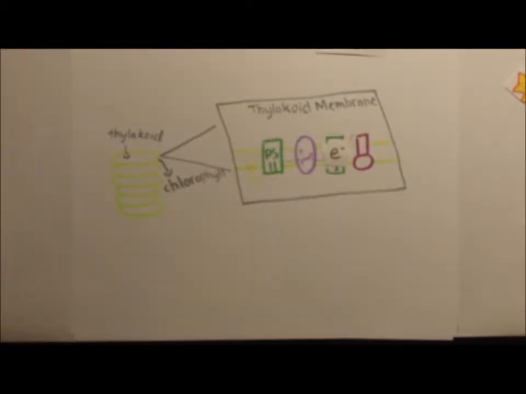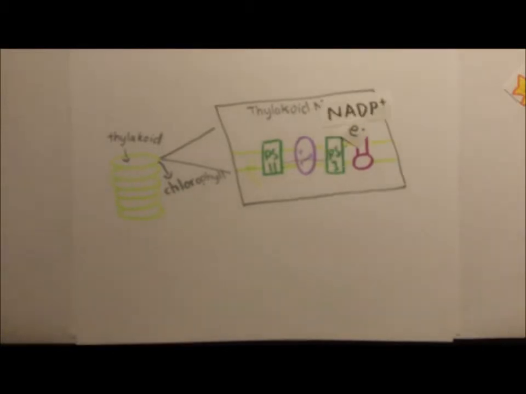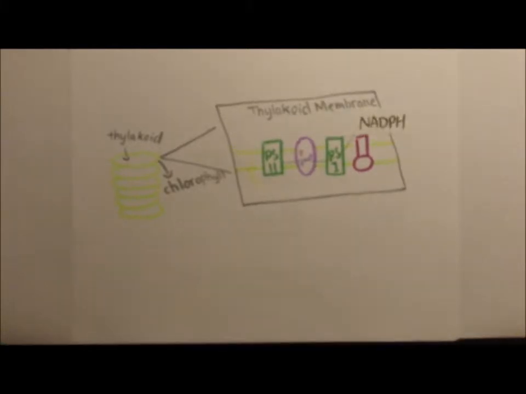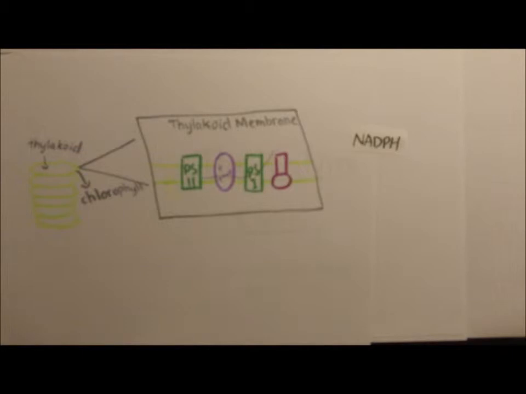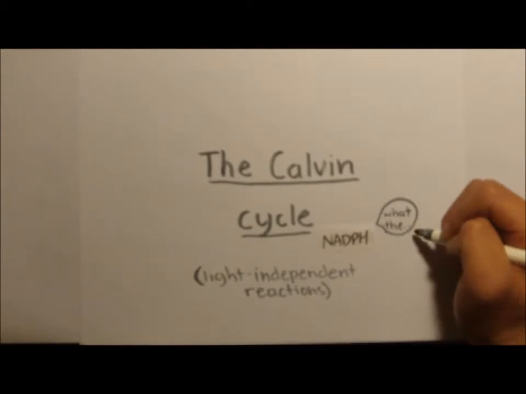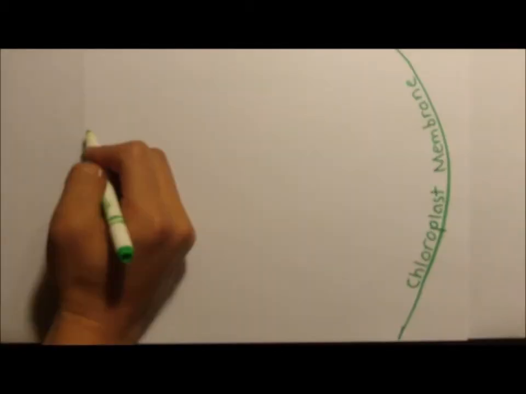The electron keeps moving along the electron transport chain and gets excited by photosystem 1. After all that excitement, it gets carried by the electron carrier NADP+ to create NADPH. This NADPH then moves to the second part of the photosynthesis, the Calvin cycle, or light-independent reactions. This is where carbon dioxide comes in.